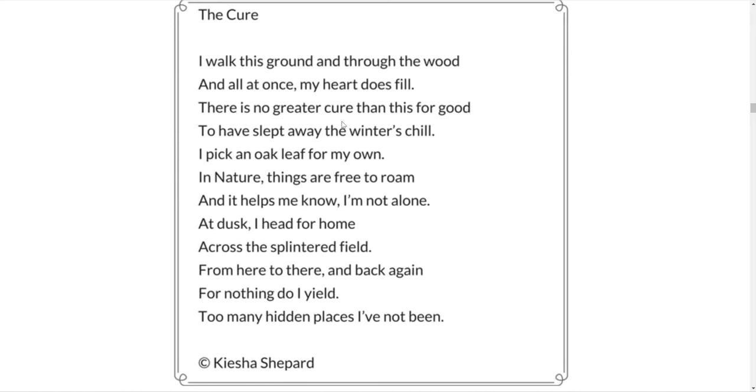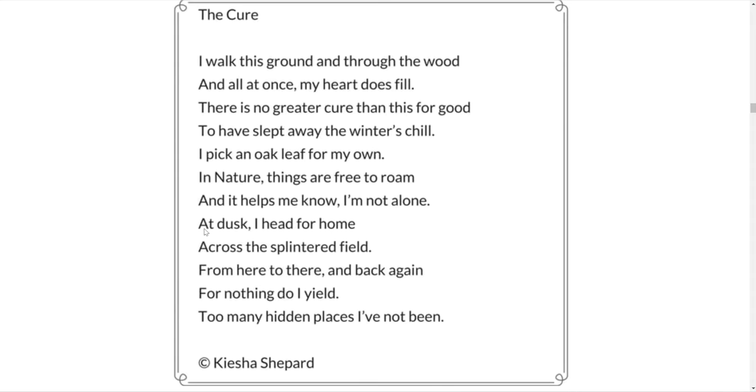And some sort of imagery statement here. Then she says, "I pick." See, she says she's doing something. Then she makes another statement: "In nature, things are free to roam, and it helps me know I'm not alone." So she makes some wise statement there.